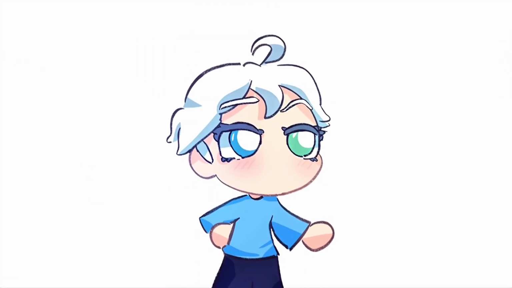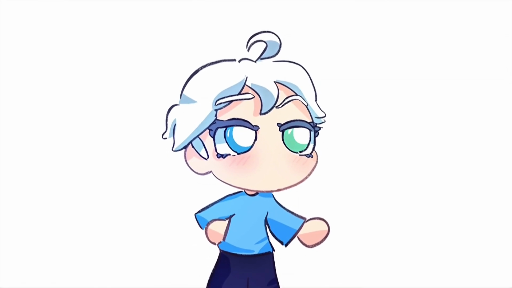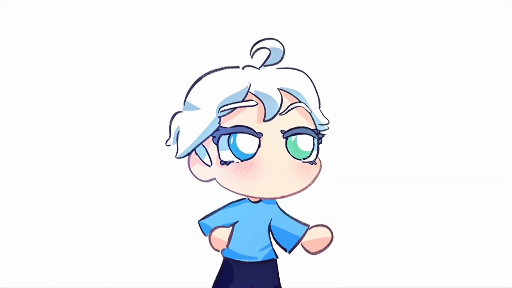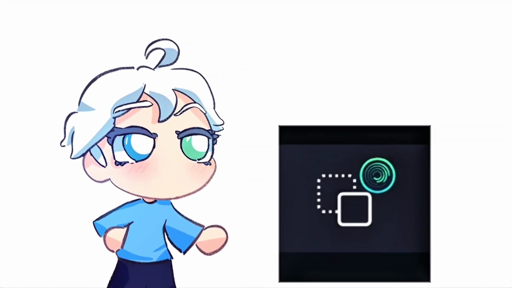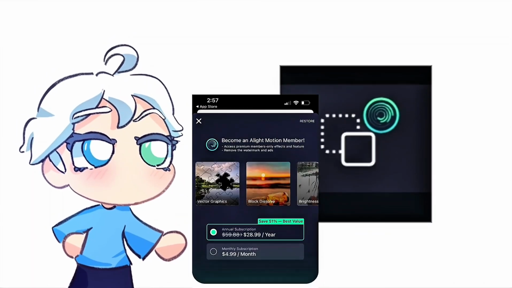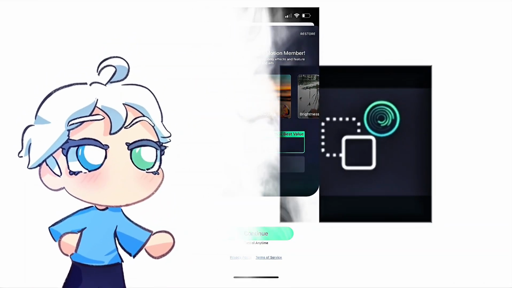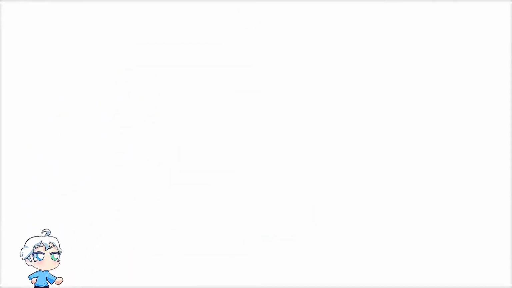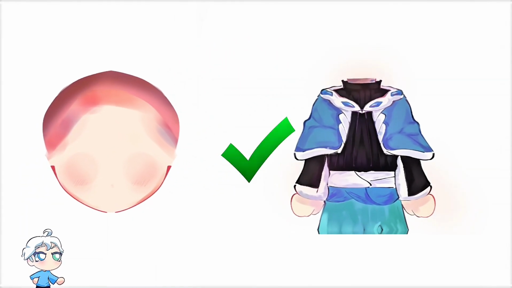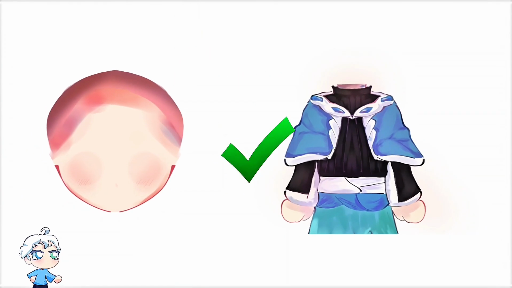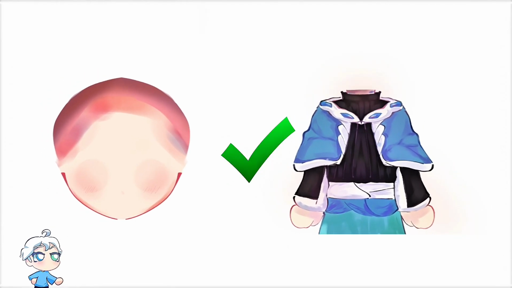Now, this is where things start getting serious. This is where you're gonna link the body parts, or so-called attach them. We're gonna use the parenting tool, which is a premium feature, and I think you can unlock it by watching ads. When using the parenting tool, leave the head and the torso alone, because those are the main parts where you're gonna parent the other body parts to.